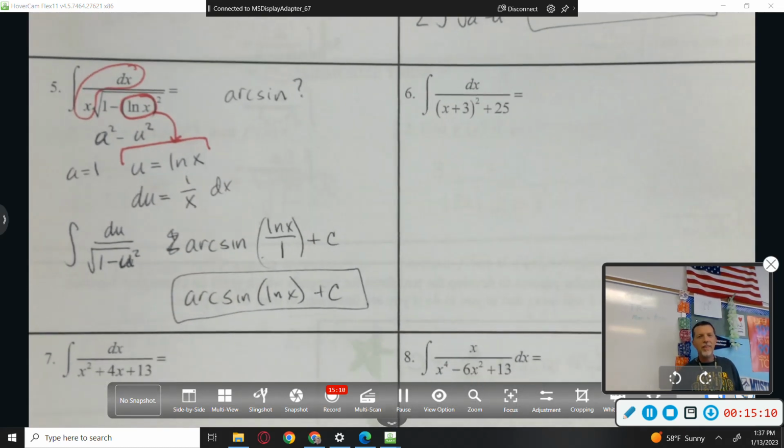More fun is on the way. 6 isn't bad. 7 and 8 are. What does 6 look like?